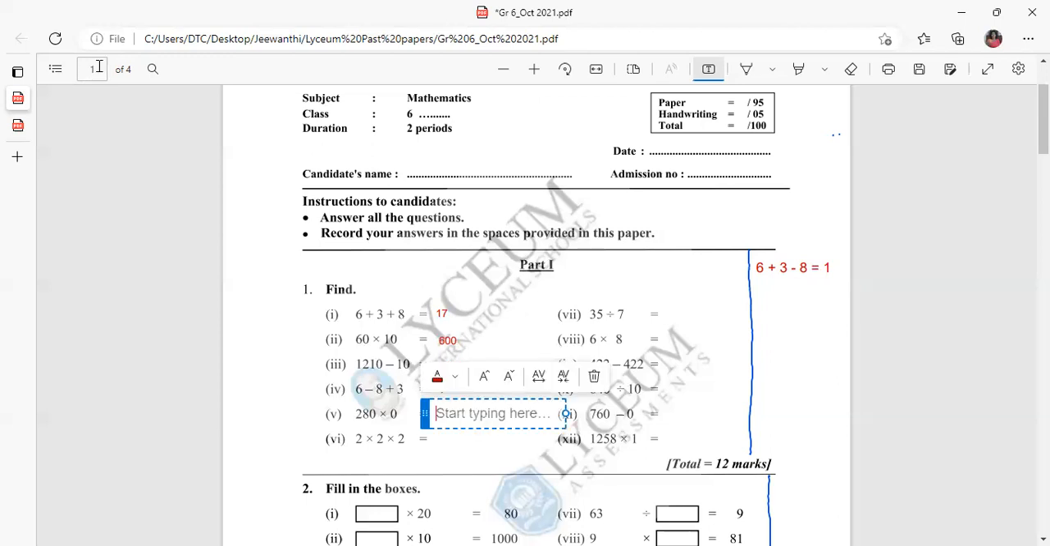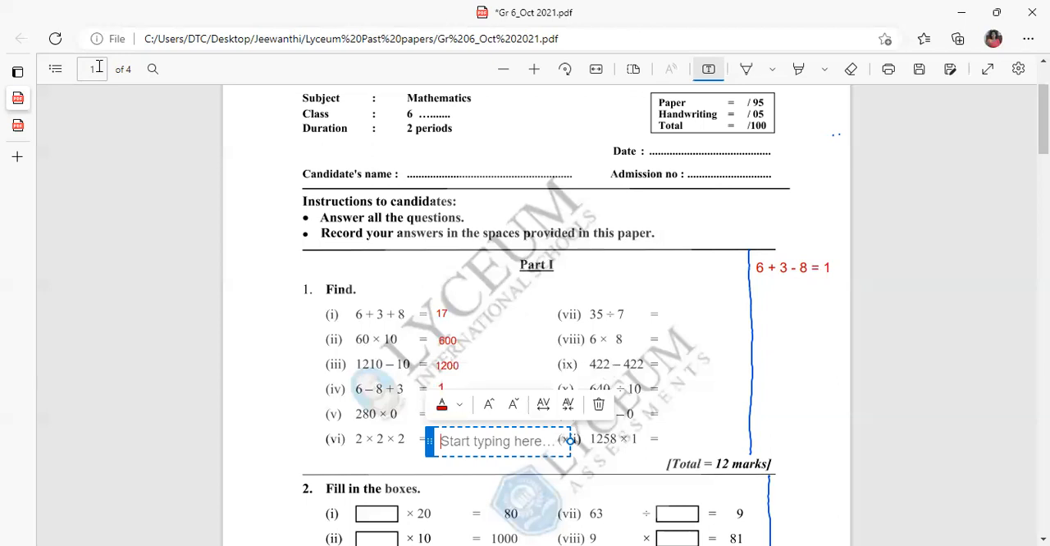You now multiply any number by 0. What will be the answer, children? It is 0. Then the next one, what will happen? 2 times 2, 4. 4 times 2, it is 8. Right? So then the next one.